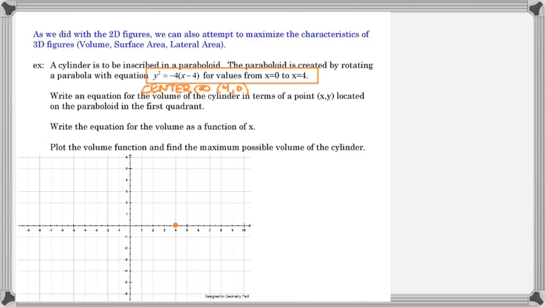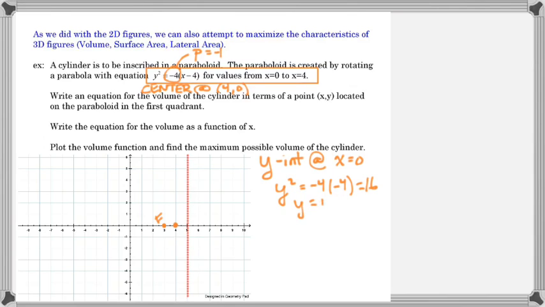There's my center point, and then that's my p value. p is -1. That means I'm going to subtract 1 from that. It's a y squared value, so it's going to open up left and right. In this case, it's going to open up to the left, and then I'm going to rotate that thing to get my paraboloid. So I get my y-intercepts, and that becomes my paraboloid.